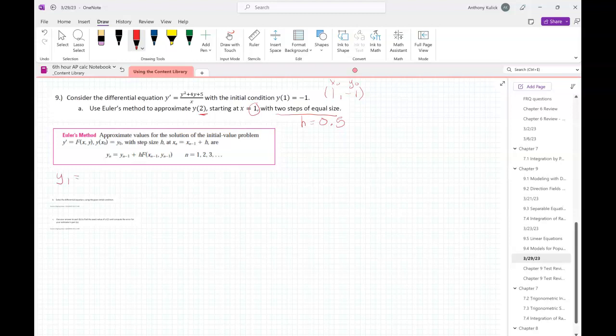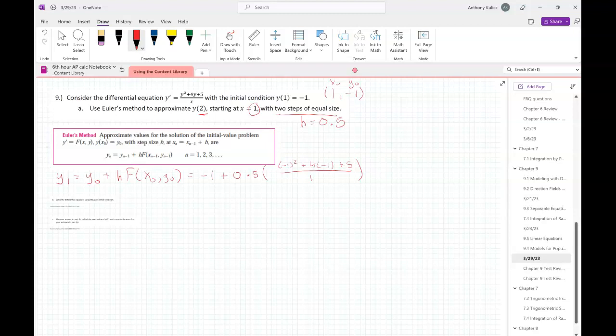So y1 then is going to be y0 plus h times f of x0 comma y0. My y0 is -1. My h is 0.5. And then my f of x0, y0 is going to be -1 squared plus 4 times -1 plus 5 over 1. Do you mind explaining the x0, y0 notation?